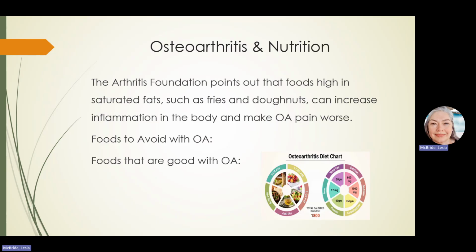Osteoarthritis nutrition: make sure that the patient is getting a good, well-balanced diet. There are certain foods that the American Arthritis Association has said are worse. So we try to tell people to avoid omega-6 fatty acids. Don't eat a lot of sugars or sugar alternatives because it can actually worsen arthritis.